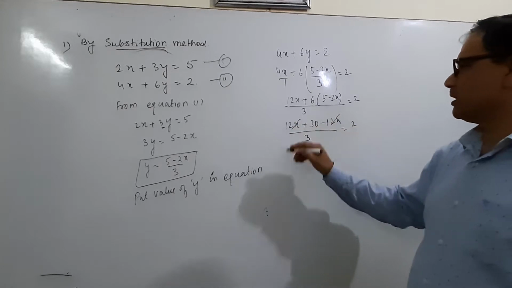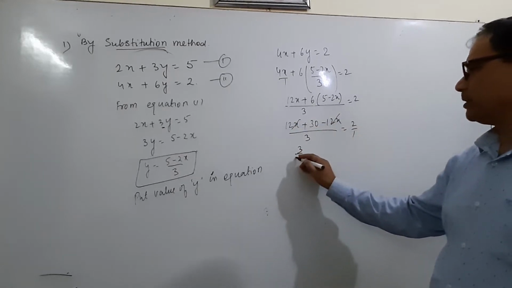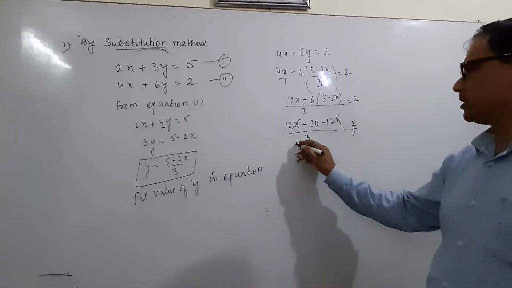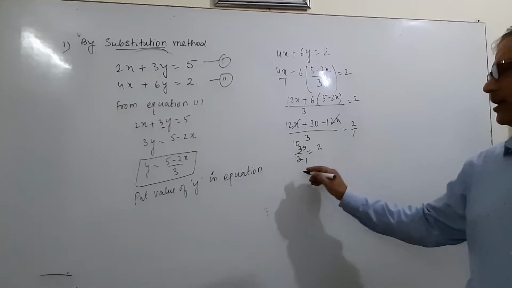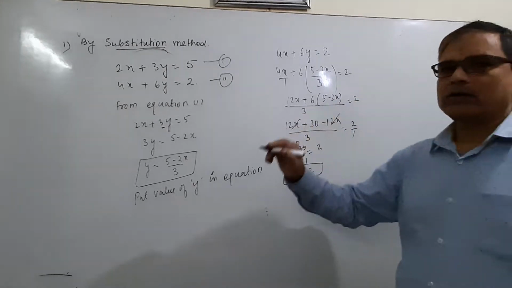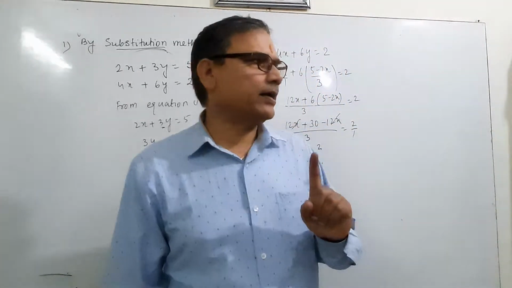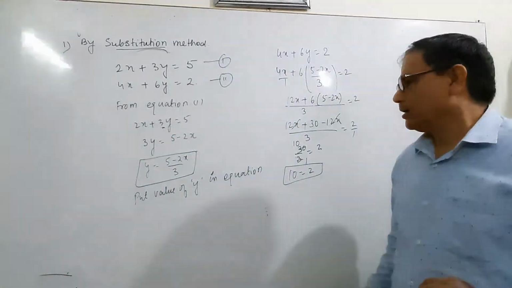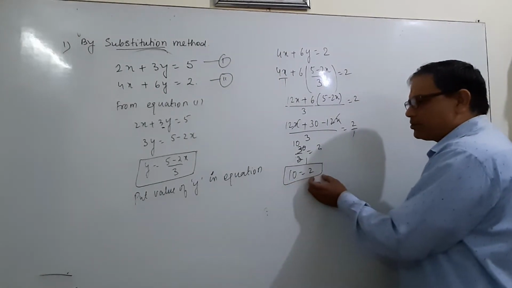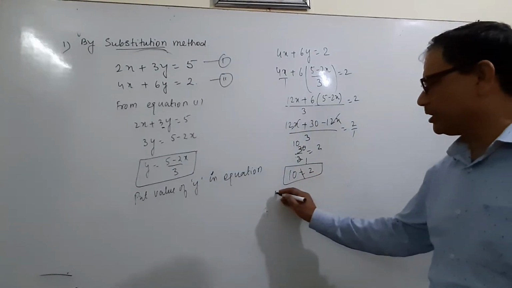This 12x will cancel. And then 30 upon 3 is equal to 2. Here 30 divided by 3 is 10, so 10 is equal to 2. Is it possible that 10 is equal to 2? On the left side the value is 10 and on the right side the value is 2. So it is not possible. 10 is not equal to 2.